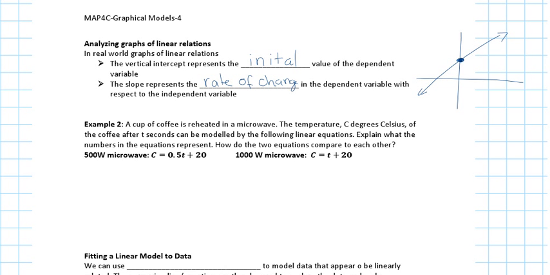And remember that dependent is your y, independent is your x, right? So your dependent is your y, your independent is the x. So that means this is telling me that the slope or the rate of change is the difference in your dependent over the difference in your independent. Right? That's what this sentence is saying.